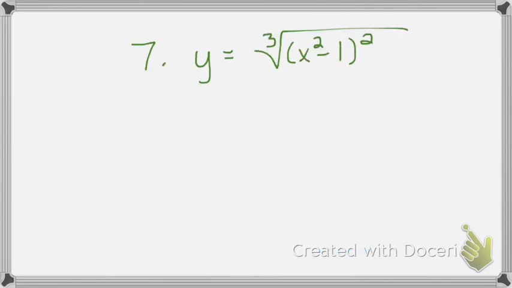Alright, this one is similar to some of the others. What I would do first is rewrite that to the 2/3 power because we have a 2 here and a 3. The number on top is the power it's being raised to. The number on the bottom is the root that's being done.